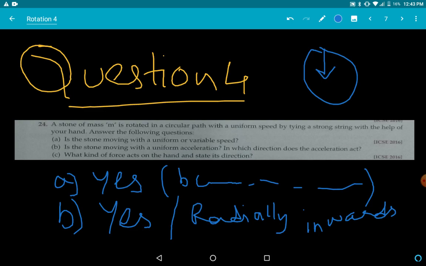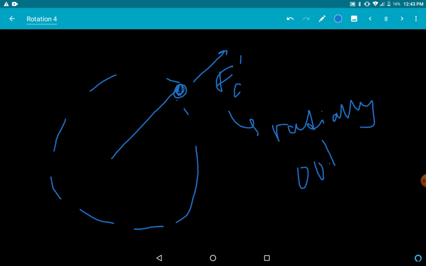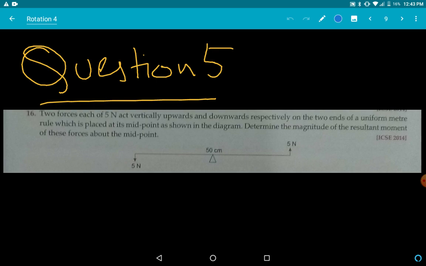Okay, so when you're rotating, I told you, centrifugal force. This is the centrifugal force, and the direction is radially outwards. Understand? In board exams, mainly such type of conceptual questions only come. Now this is another board question, 2014 I guess.